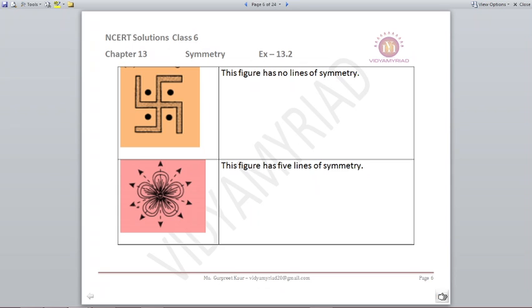Next, in this figure also, this sign, whether I make a standing line or sleeping line or diagonal lines, we cannot make it totally the same. The figure is totally irregular. In that case, I cannot have any lines of symmetry in this. Then there are flower patterns. Here definitely there are 5 petals. From the 5 petals itself I can think I can draw at least 5 lines of symmetry in this.